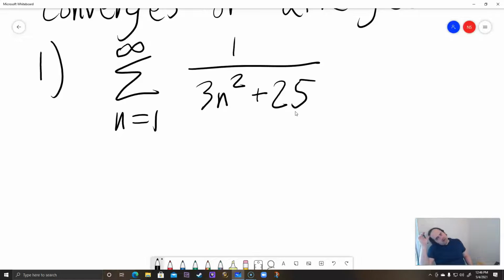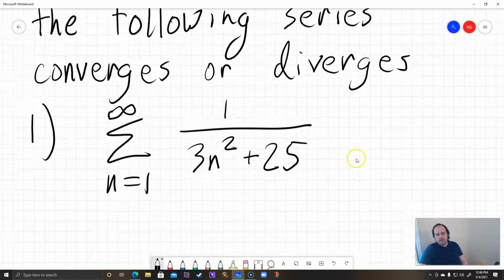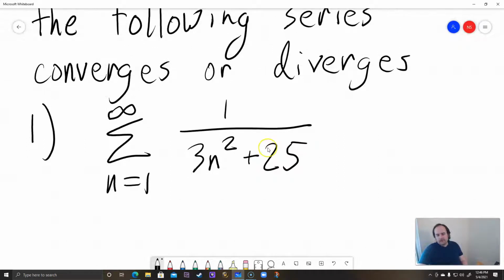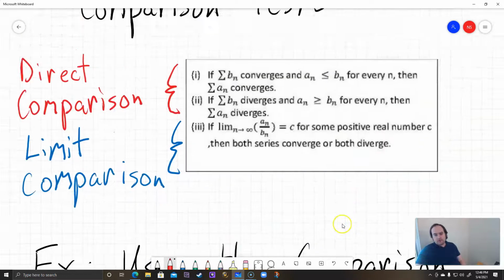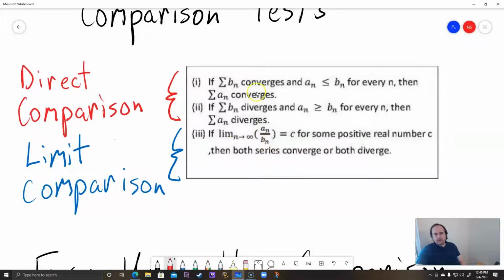All right, so the basic idea here is with this one and this one in your homework, you might have different numbers, but it'll be the same idea. What you want to do is you want to compare this to something else. So we're going to call this right here, when I'm circling in red, our an. Okay, and for this one, we're going to go ahead and use the direct comparison test.